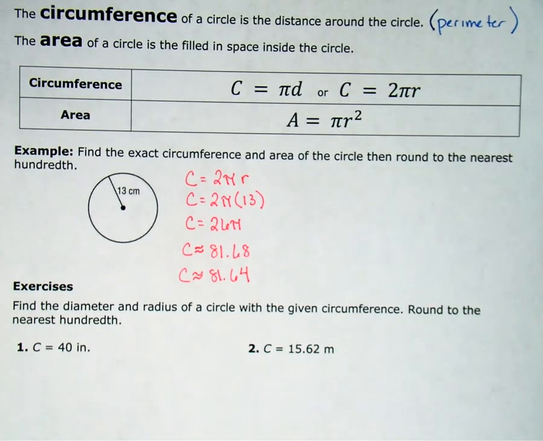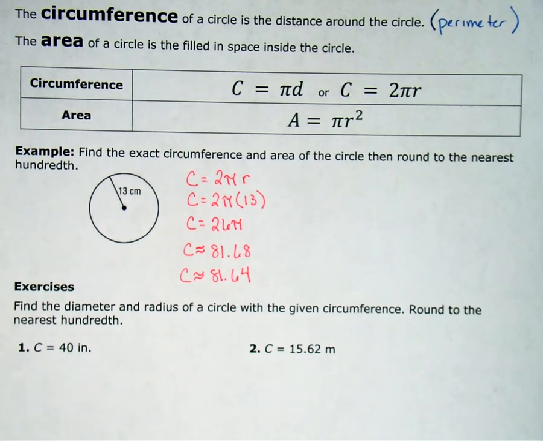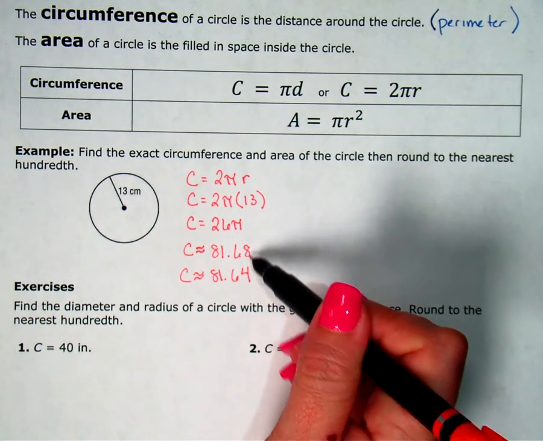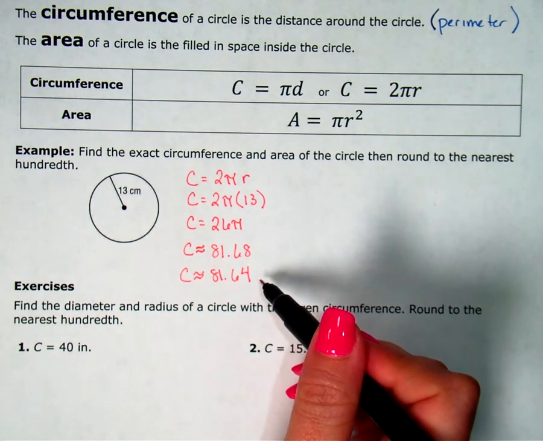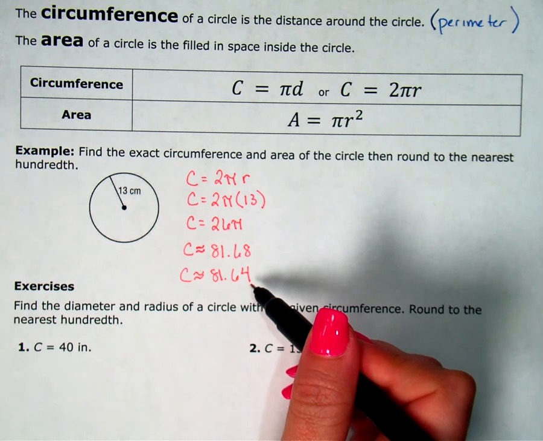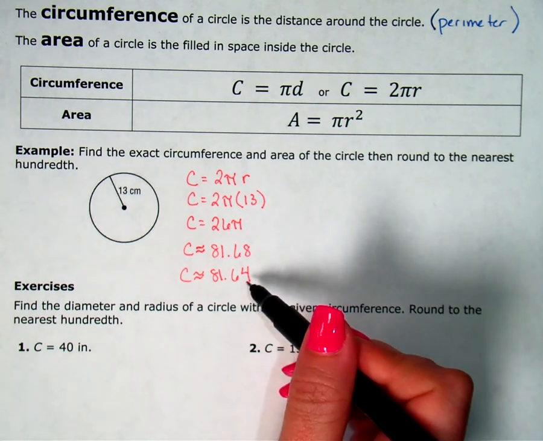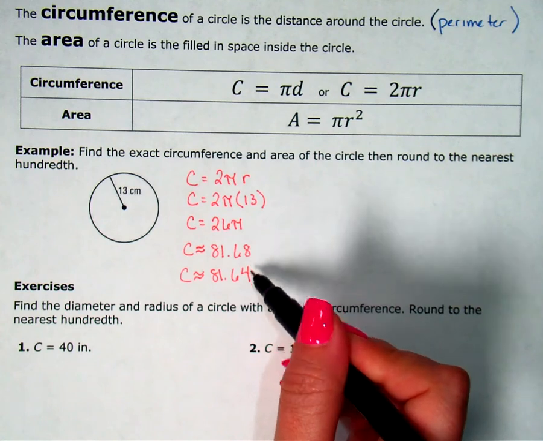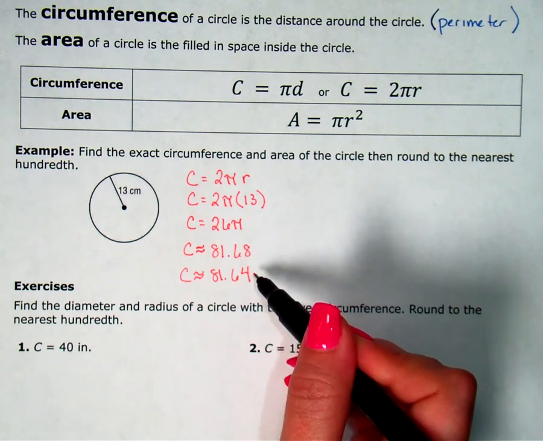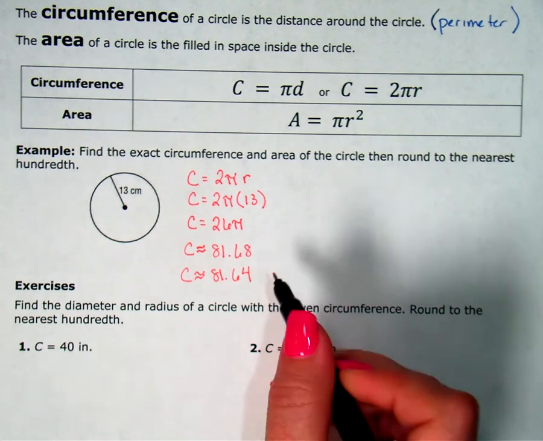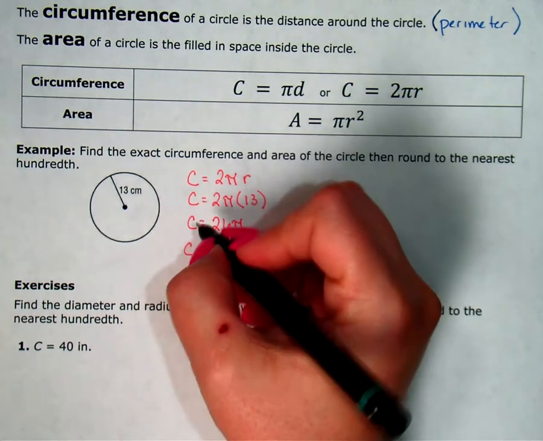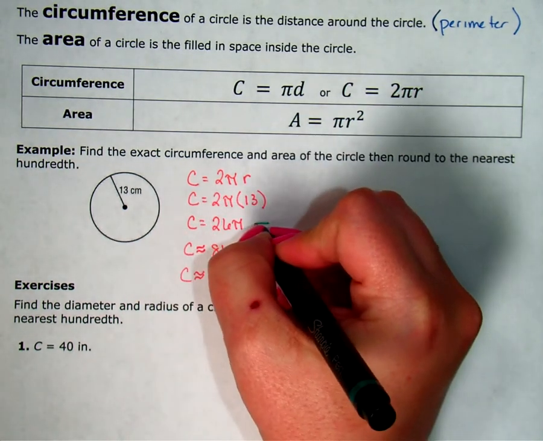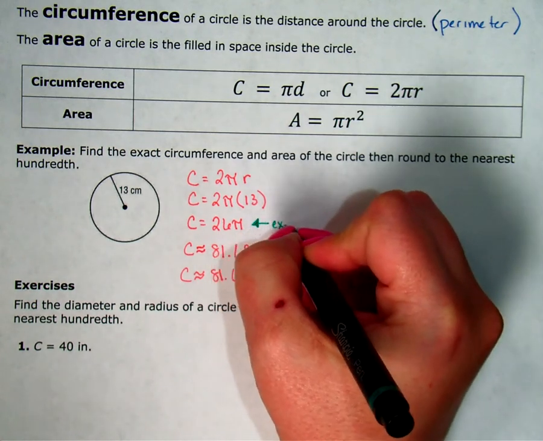It says find the exact circumference, then round to the nearest hundredth. Notice these two answers are a little bit different because in the second one, we rounded pi to 3.14 and then we rounded our answer. So this is a rounded number, more so than this one. Both of these have been rounded. They're both correct, but they're not exact. The exact answer is going to be my 26 pi. So this one here is exact.